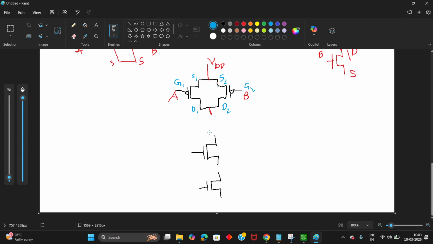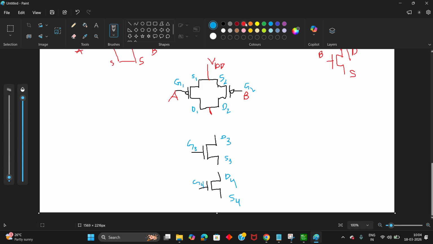Let me mention the gate and source terminals. Okay, this is gate 3, this is gate 4, and this is source 4. Okay, this is drain 4, and this is source 3, and this is drain 3.